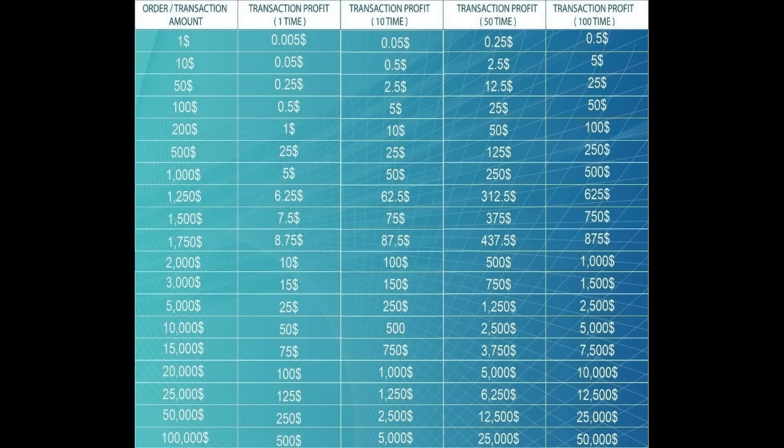You can also study this table below about other transaction amounts, transaction profit one time, transaction profit for 10 times, transaction profit for 50 times, and transaction profit for 100 times. You can look at it thoroughly and see if you have $1, the transaction profit one time is $0.005. Transaction profit for 10 times is $0.5. Transaction profit for 50 times is $0.225. The transaction profit for 100 times is $0.5, and so it goes on for other subsequent amounts: $10, $50, $100, and so on.